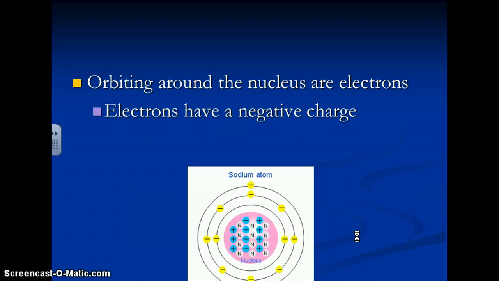Outside the nucleus, we have electrons. They are orbiting around the outside, and they have a negative charge, so they're represented here by negative signs or minus signs. Inside the nucleus, remember that our protons are positive, so they are the plus signs, and then our neutrons are neutral, so they just have an N to represent them.